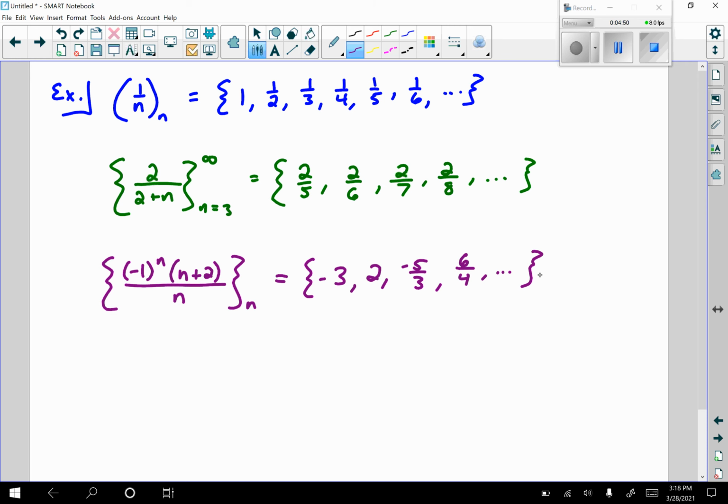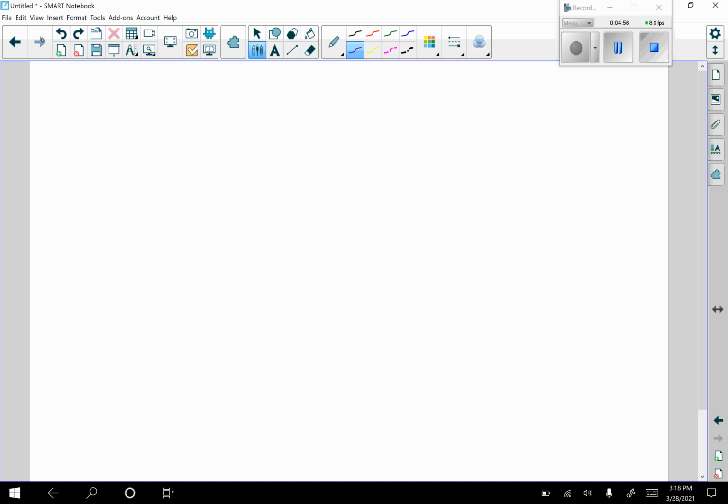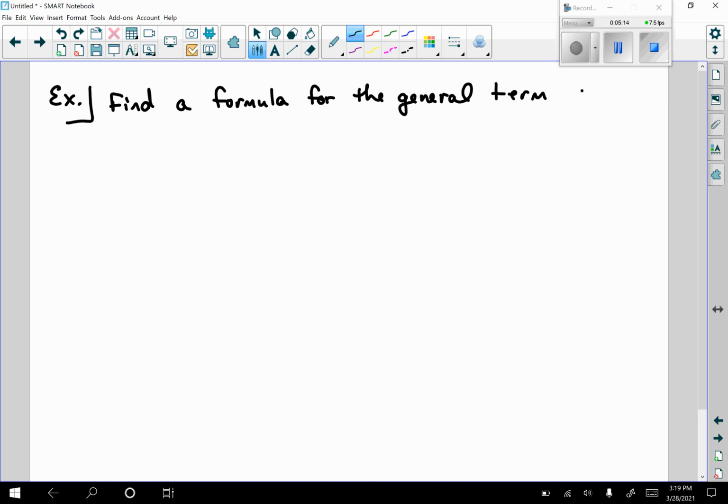Some other things we're asked to find is if we're given a sequence, we want to find a formula for the general term. So let's take a look at an example there. We call the general term a sub n of the sequence 1/2, -3/4, 5/6, -7/8, and so on.